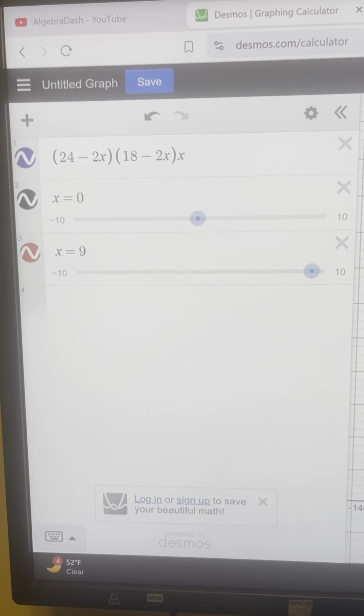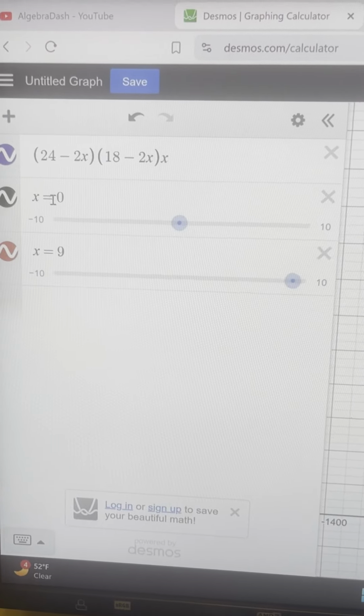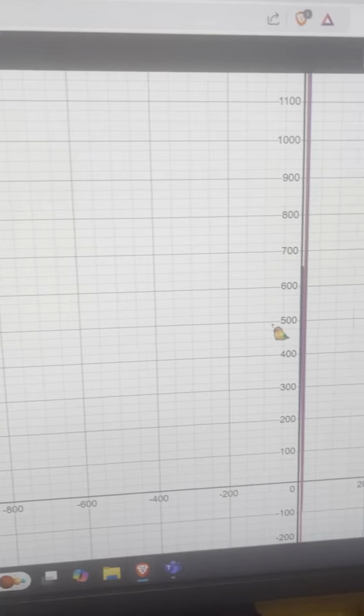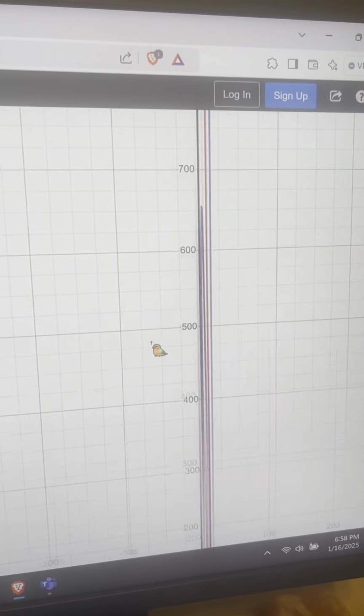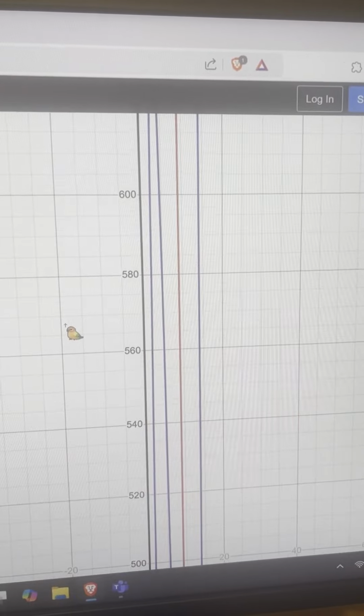Okay, so I put it into Desmos. This is an online graphing calculator. And I also included x equals 0, x equals 9. That way we know to look in between those values. I'm going to have to zoom in a little bit here. So we want to be in between the black line and the red line.